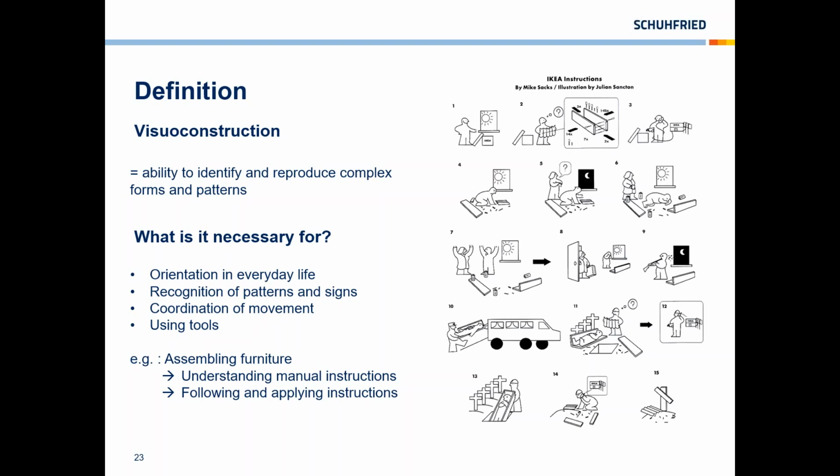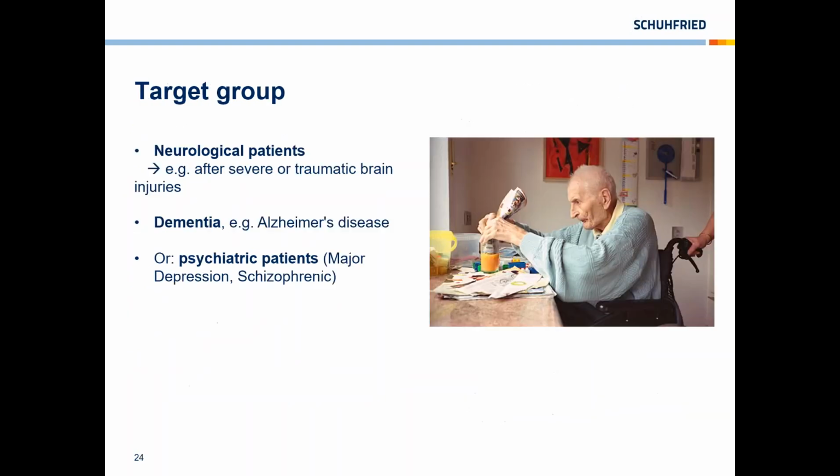I have a manual, I have instructions, I need to understand them, what it is supposed to look like, what the target shape is, and then I have to follow the instructions and apply the rules I learned to construct that object or that shape. So this is visual construction, and it is something that is really relevant in the neurological field.